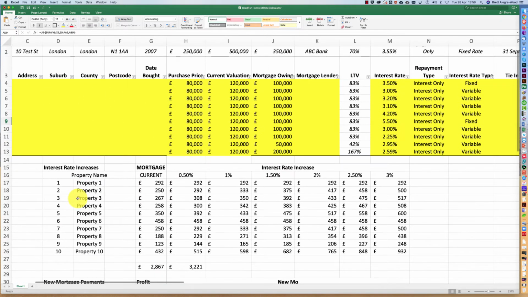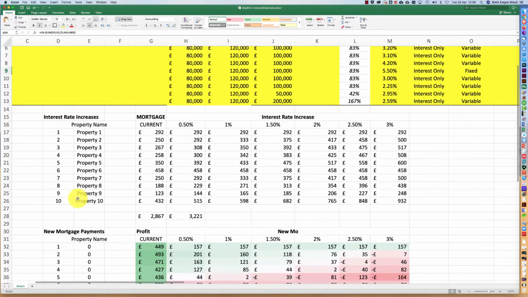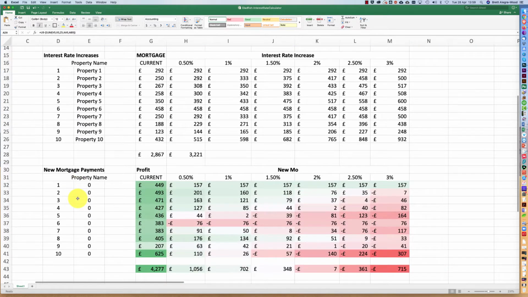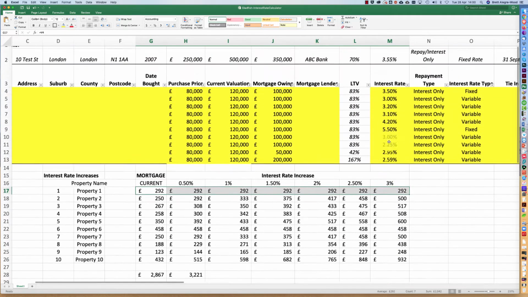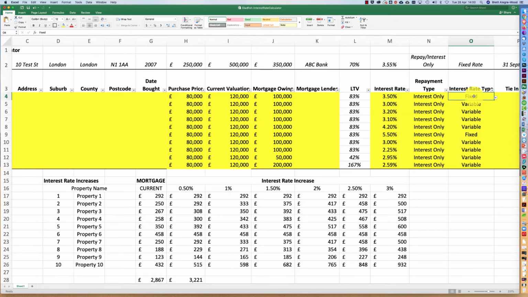Now, once we've done that, that's our source data. Now what we're going to do is come down here and map it out, and we don't need to do anything here. It's already done it all for us. We've got property 1, and the current mortgage is 292, and it's 292 all the way through, no matter how the interest rate goes, because if we go up here, it's fixed.